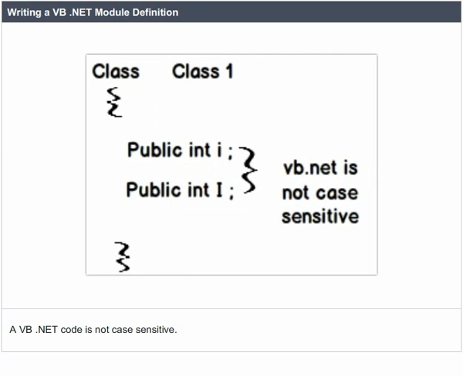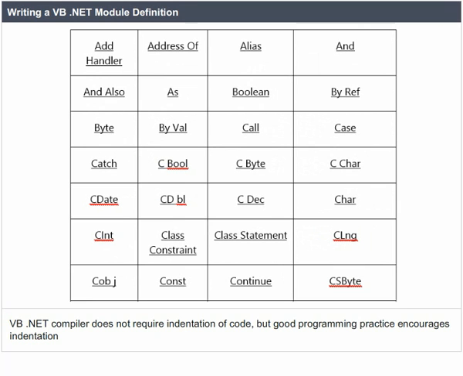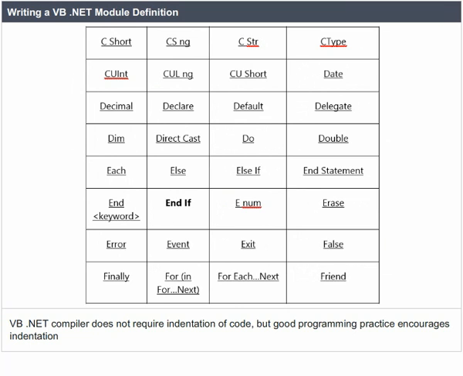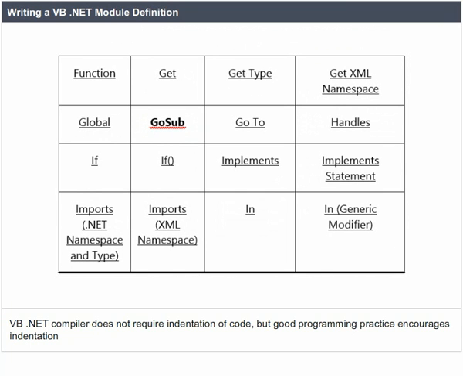Writing a VB.NET module definition. VB.NET code is not case-sensitive. The VB.NET compiler does not require indentation of code, but good programming practice encourages indentation.